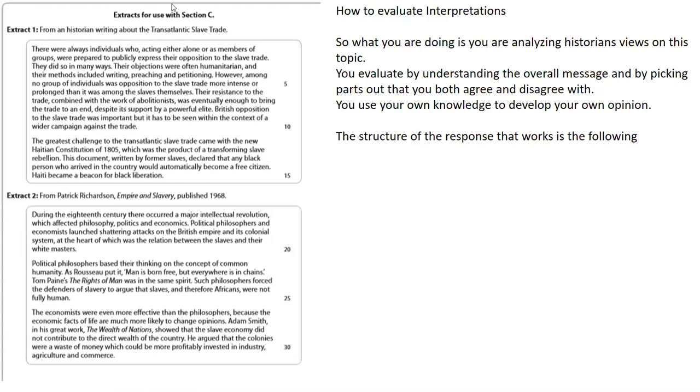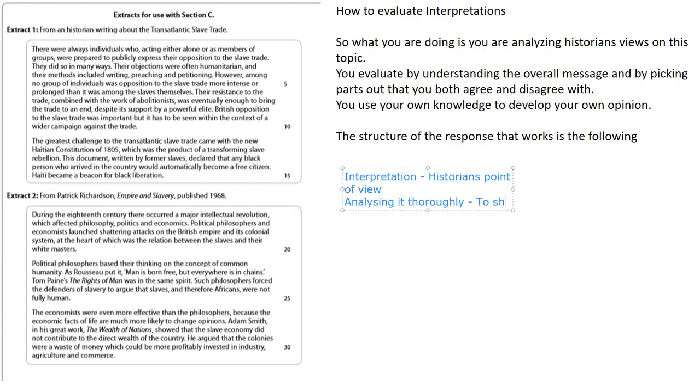Now, what you need to understand first and foremost, and this is really important for the overall grand scheme of things, is that what you're doing in this question is analysing historians' views on this topic. You evaluate it by understanding the overall message and by picking parts out that you both agree and disagree with, and to use your own knowledge to develop your own opinion. Now, an interpretation, just going to make sure we get this, is a historian's point of view.